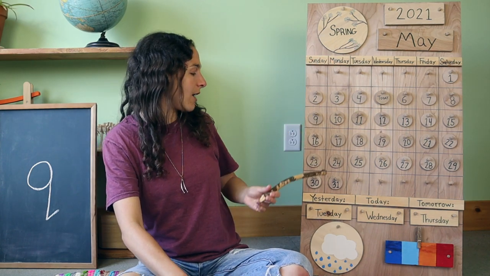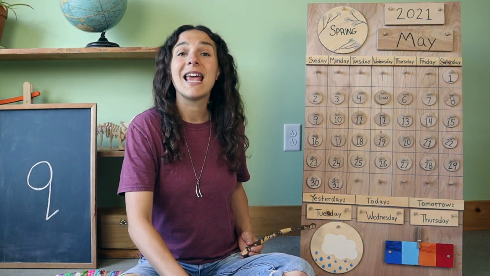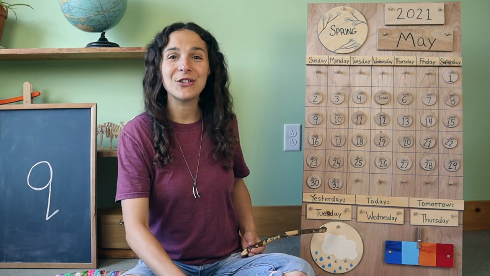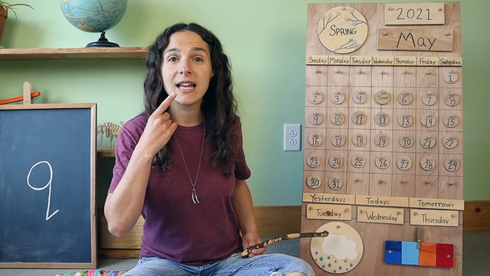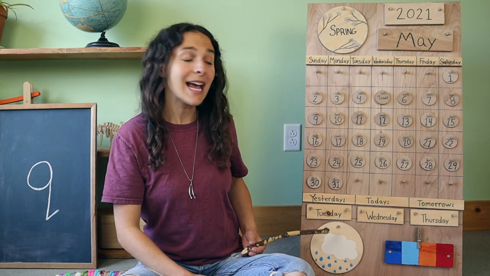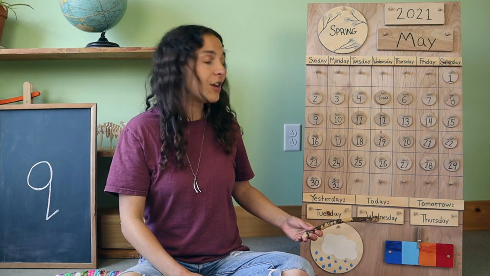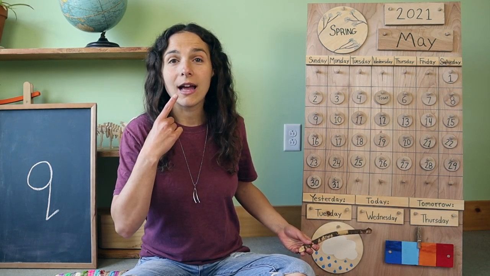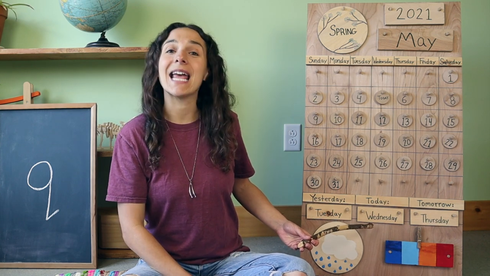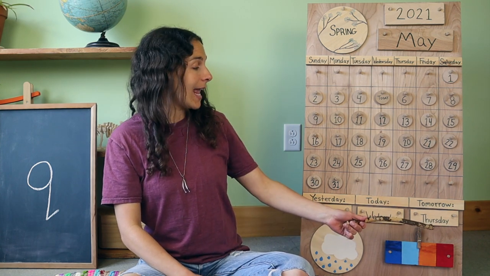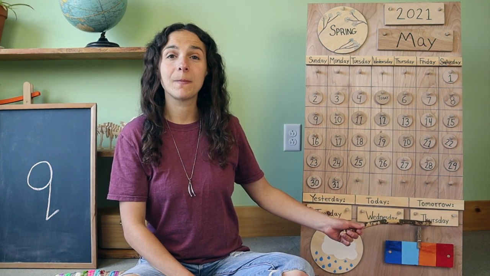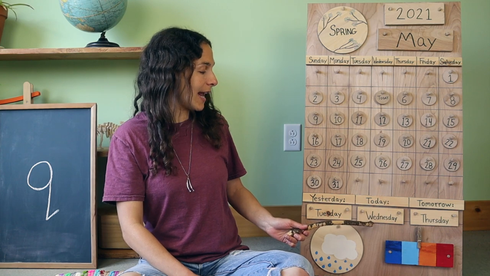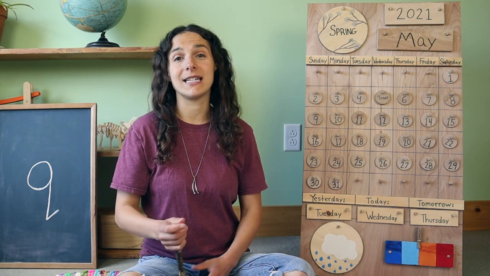I'm going to travel down to the bottom of the chart. This says that yesterday was, here's your clue, Tuesday. Yesterday was Tuesday. So that means that today is Wednesday. Today is Wednesday. And tomorrow will be Thursday. Let's go back to today and let's sing Today is Wednesday together.